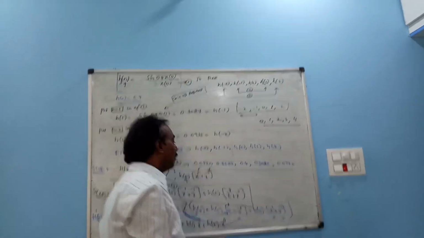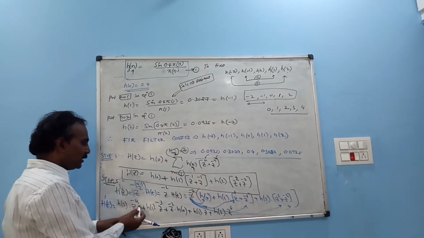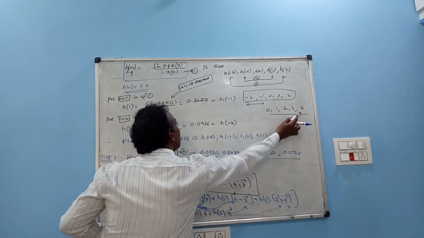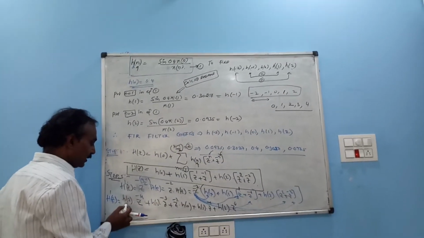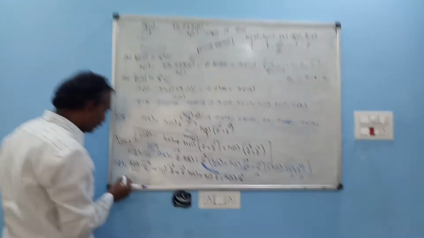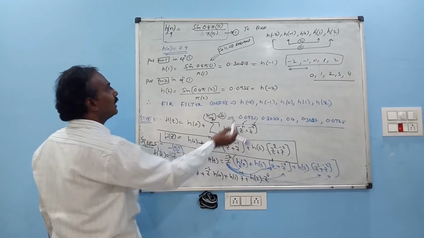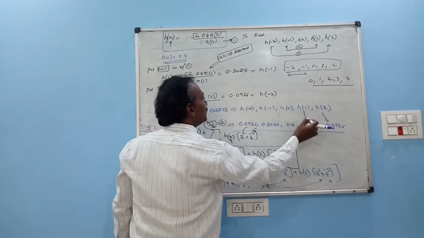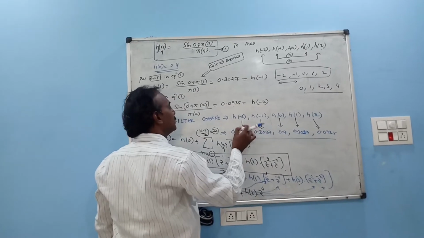So therefore the z power minus 4 coefficient is h of 2, then h of 1. Let me substitute our values now. That is h of 2. What is the h of 2 value? Already we got the h of 2 value. This is the h of 2 value, then h of 1, h of 0, h of minus 1, h of minus 2.